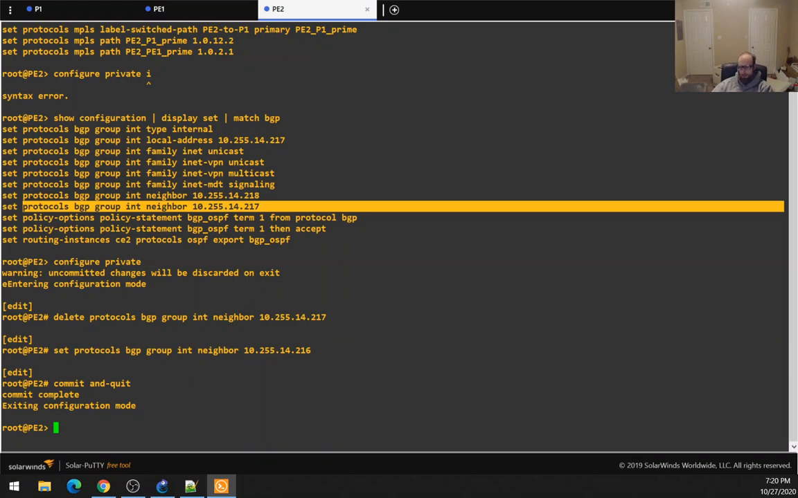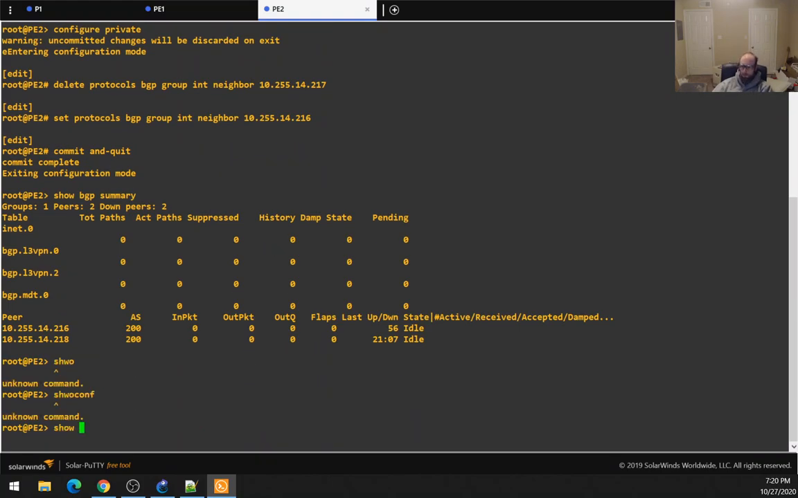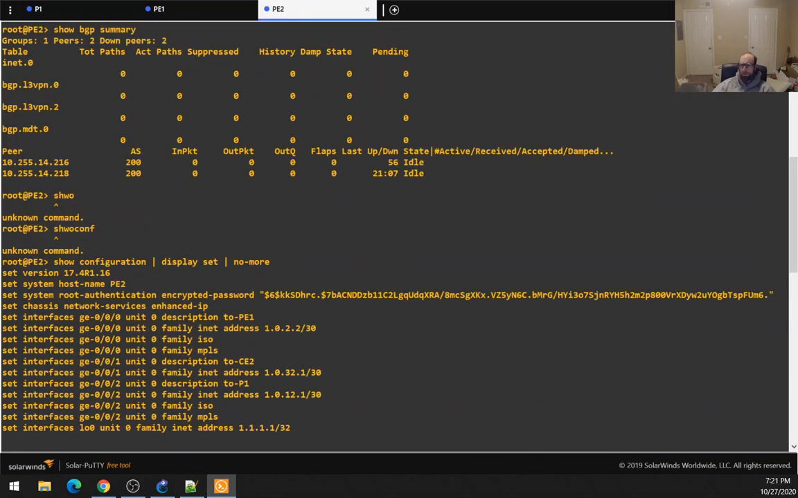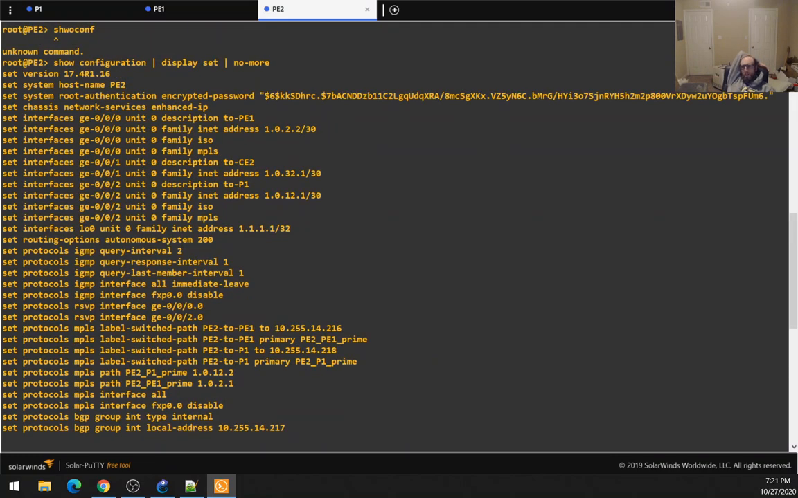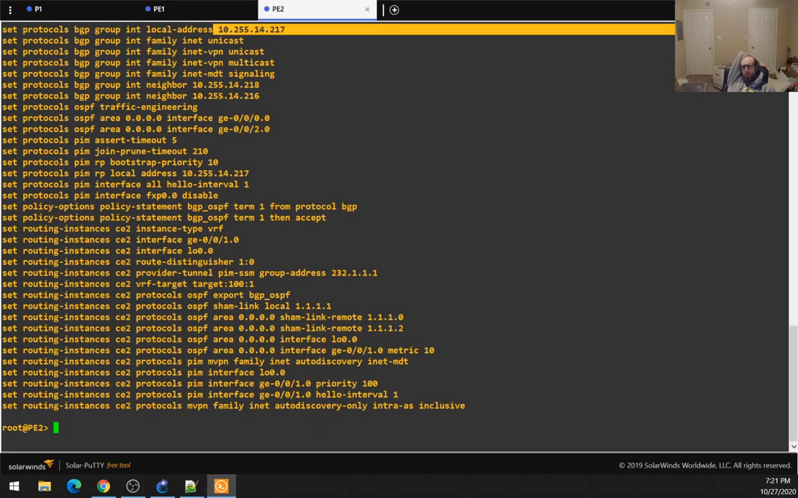So let's try this. Let's do a show BGP summary. Okay, and let's try to get these BGP neighbors to come up. So we want to go to .14.216, and ours is, yeah, we don't have this configured anywhere, right? Oh no, we do. We have it as the PIM-RP local address.